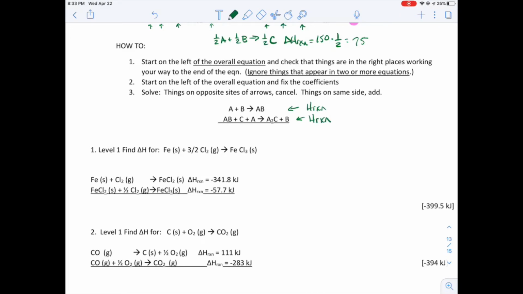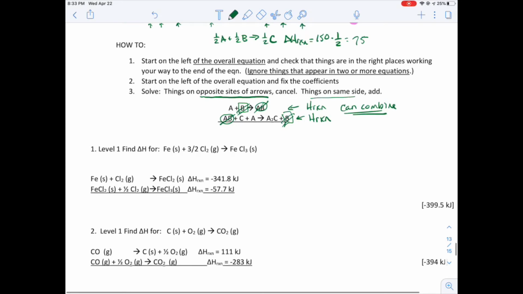There's a third principle, that when you combine reactions, things on the opposite sides of arrows cancel. I'm going to get back to these first two steps. I'm going to repeat this, but things on the opposite sides of arrows cancel. So notice that like AB, see how they're opposites? AB is a product and the other one is a reactant. Those cancel. Also notice, do you see the B here? It has an opposite and it cancels. Things on the same side add. So notice that I have an A and an A. So this reaction overall is 2A plus C goes to A2C.